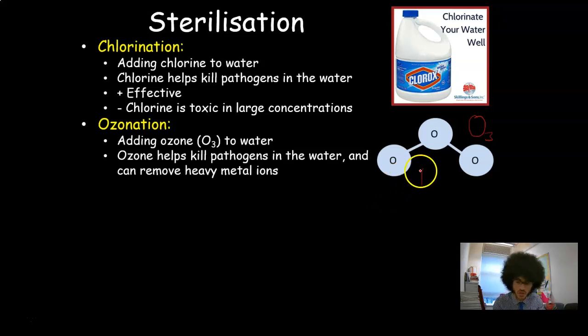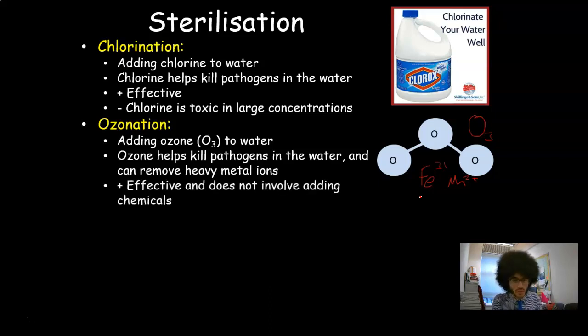Okay, so you might have in water, so Fe3+, and you might have, I don't know, manganese 2+, whatever. You've got all these metal ions which might be in water, which could potentially cause harm either to you or to aquatic life, whatever. And what the ozone does is it removes those, which is quite good. So it's very effective. It doesn't involve adding chemicals in the same way that the chlorine does, but it's quite expensive and there are some safety concerns.